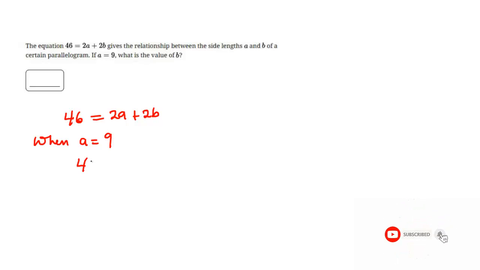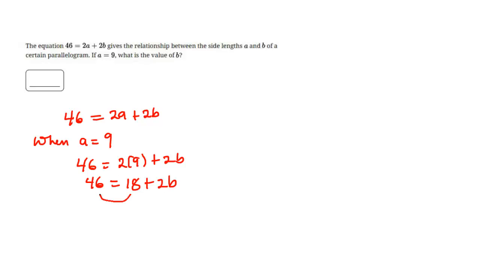So we have what? 46 is equal to what? 2 into brackets 9, right? Plus what? 2b. So we have what? 46 is equal to 2 times 9. 2 into bracket 9 is basically 2 times 9, which is equal to 18 plus what? 2b. So we collect like terms, we bring 18 here.